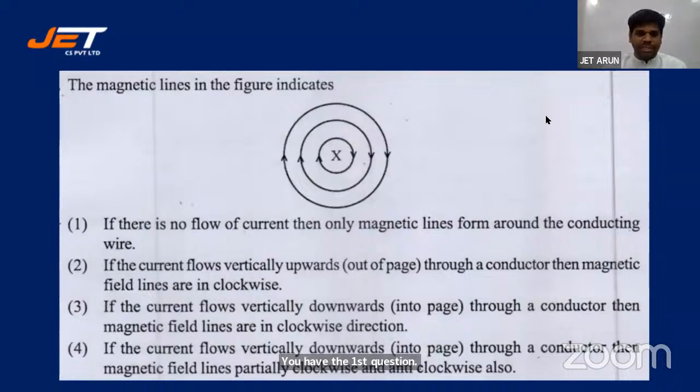In the previous year RGC question, magnetic field lines in the figure indicate a circular loop. So read the statements. If there is no flow of current, then only magnetic field lines form around the conducting wire. If there is no current, the magnetic field won't come. All right, good. Getting the answers already. Excellent. But my bad, I released the key. I don't know if you have noticed it.